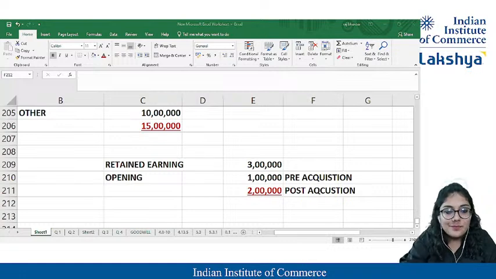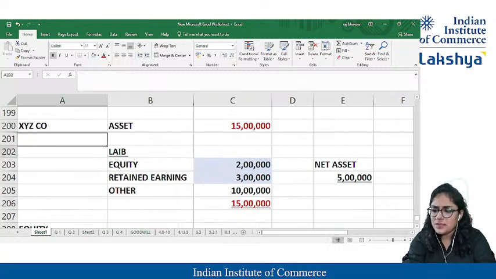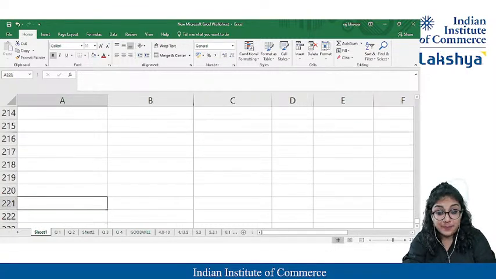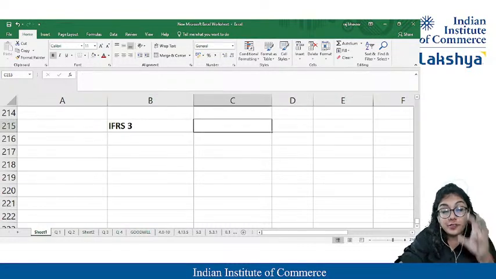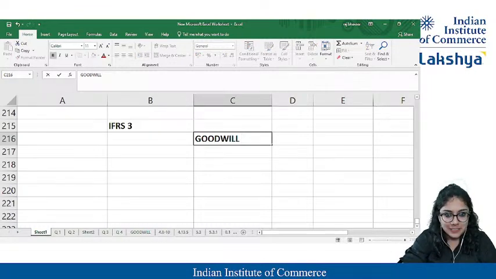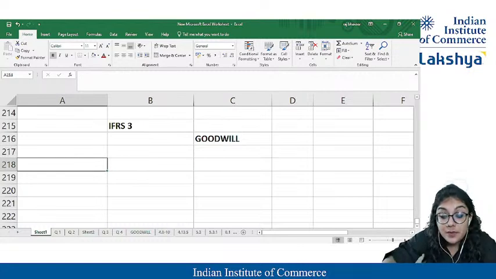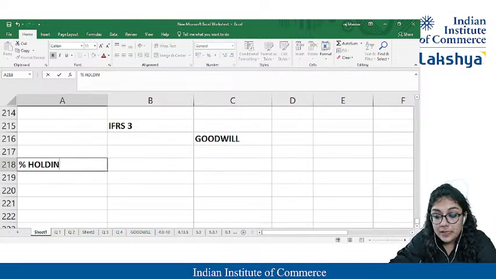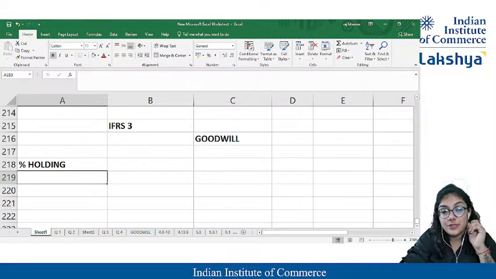So when I talk about this, the first step is to calculate IFRS 3, on the date of purchase. After purchasing, we need to know whether there is any goodwill, yes or no, and accordingly we bifurcate it. Then we check my percentage of holding. If my percentage of holding is 80%, then a parent-subsidiary relationship exists.